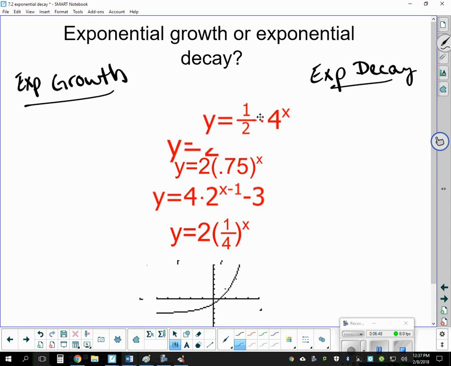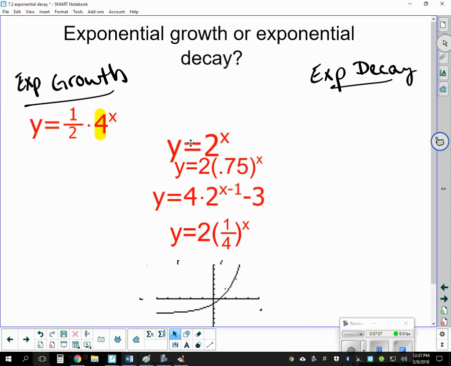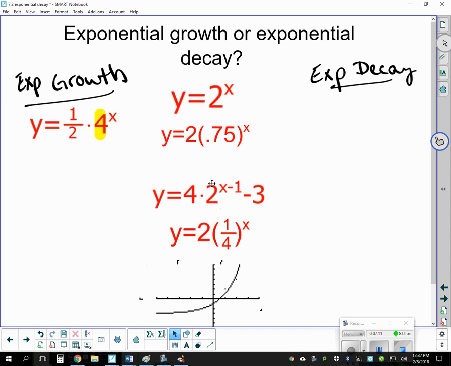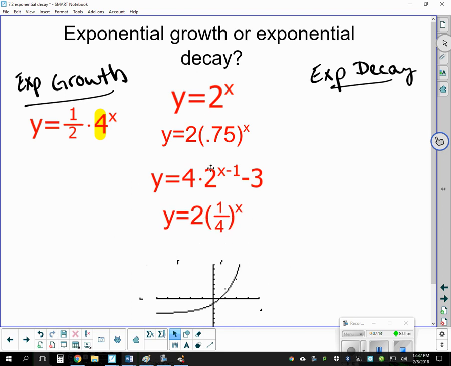Is it growth or is it decay? Well, the way you tell is your b, your growth factor, is it greater than 1 or is it between 0 and 1? Greater than 1 for sure is, so that makes it exponential growth. So it's all about that number. Okay, y equals 2 to the x. What do you think? This one, and this one. For these 4, I want you to pause the video and try and decide if those are exponential growth or decay, and then we'll go over the answers.